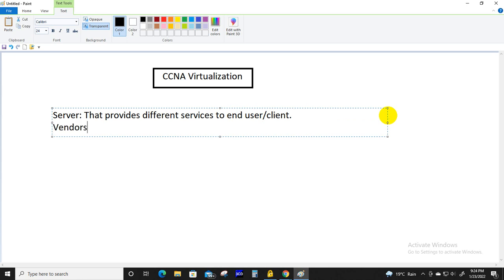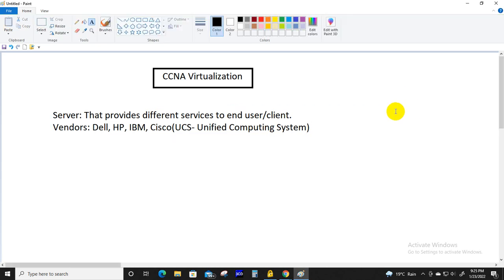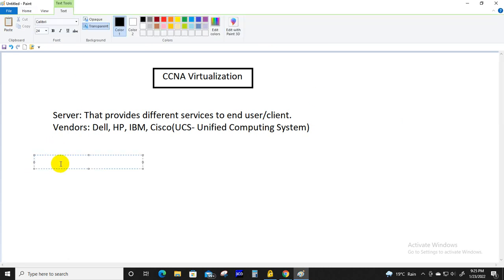If we talk about vendors, we have Dell, we have HP, we have IBM, even we have Cisco. Cisco provides UCS, Unified Computing System. So first of all, we talk about server before virtualization.